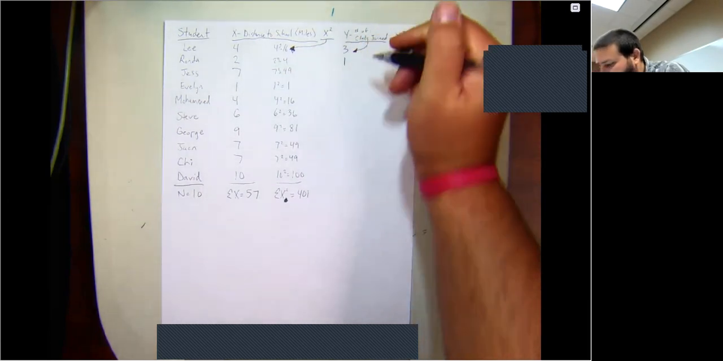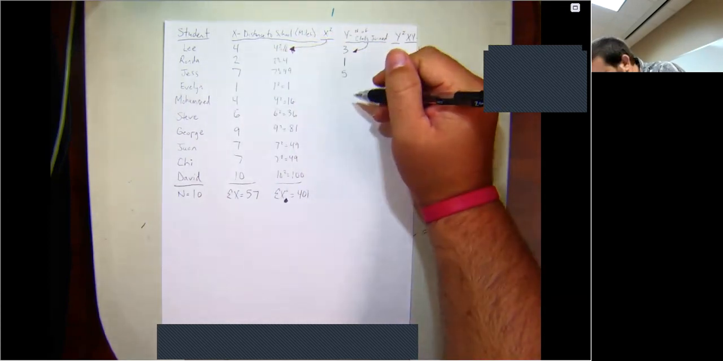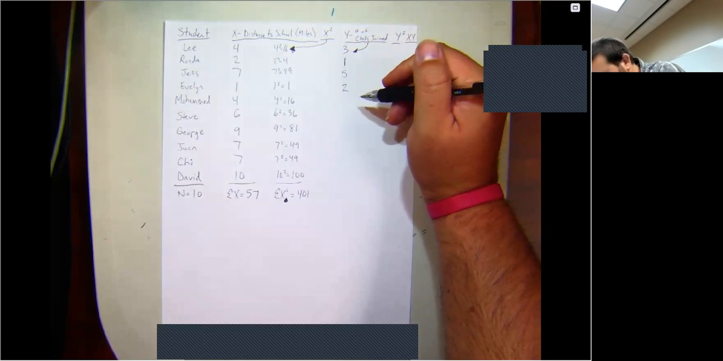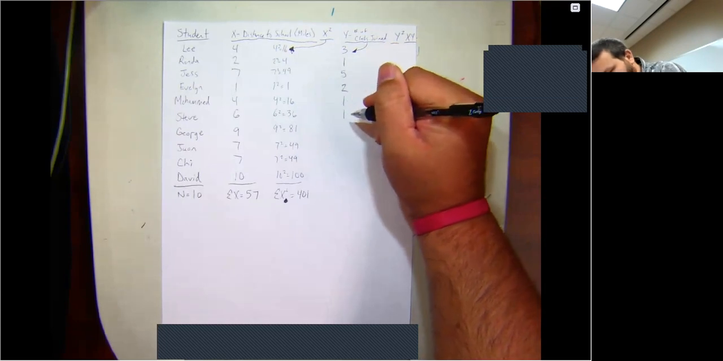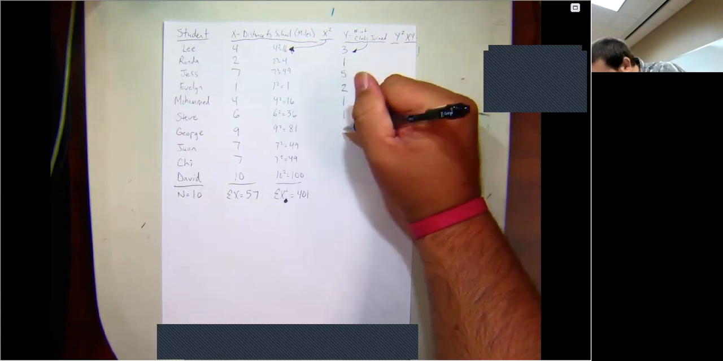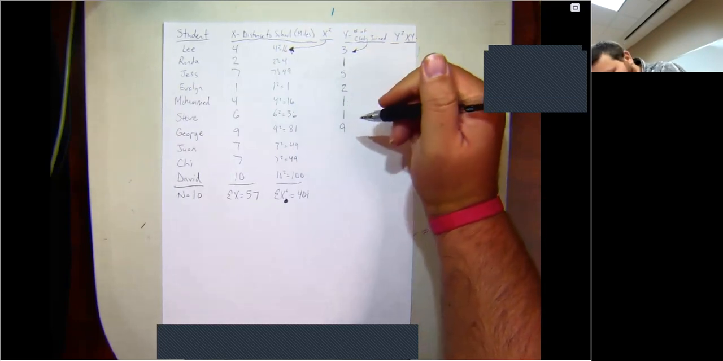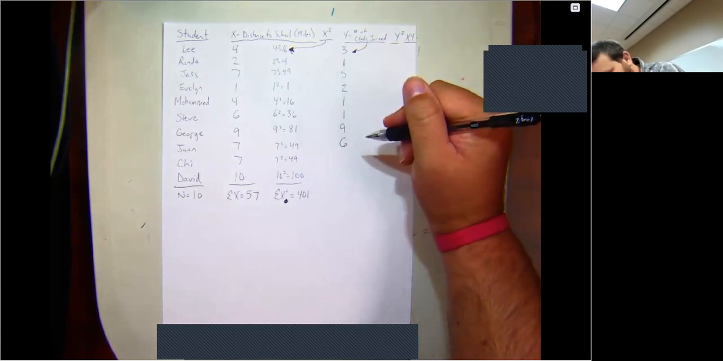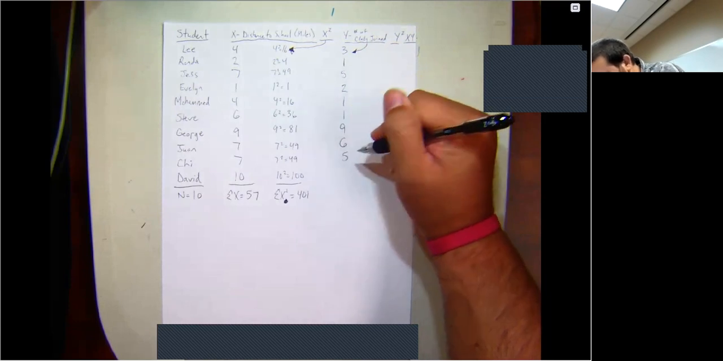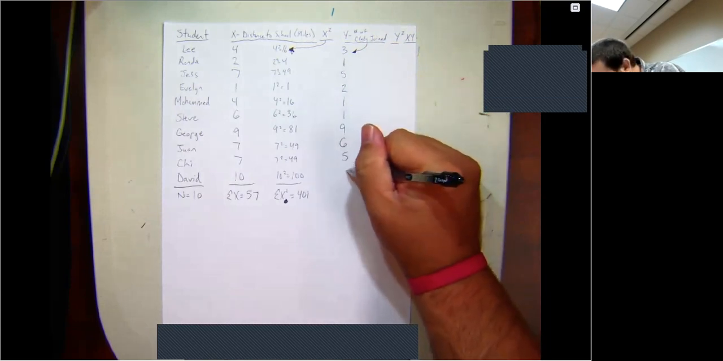But Rhonda, 2 miles from school, 1 club joined. Jess, 7 miles from school, 5 clubs joined. Evelyn, 1 mile from school, 2 clubs joined. Mohammed, 4 miles from school, 1 club joined. Steve, 6 miles from school, 1 club joined. George, 9 miles from school, 9 clubs joined. Juan, 7 miles from school, 6 clubs joined. Chi, 7 miles from school, 5 clubs joined. And David, 10 miles from school, 8 clubs joined.